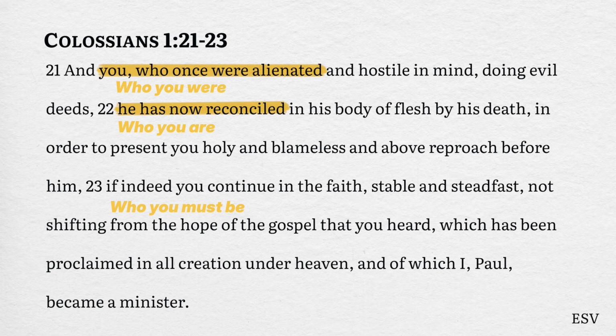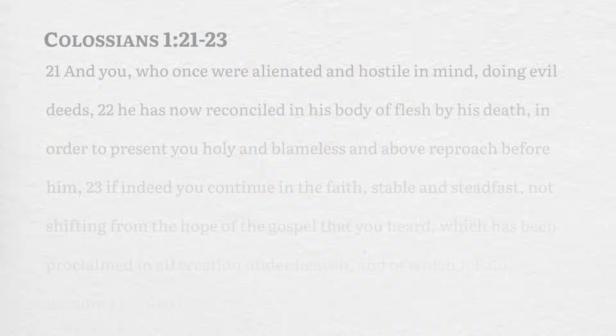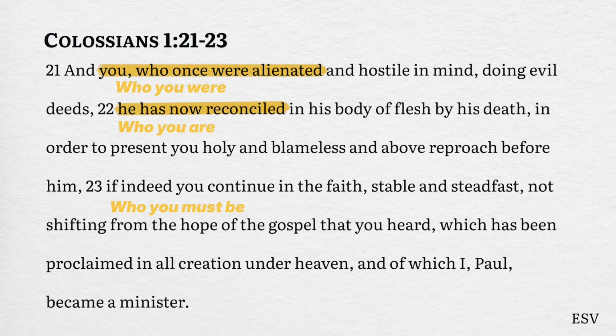You are now reconciled, brought back into harmony with the relationship, and He is going to now present you holy, blameless, and above reproach before Him. So I spoke about how we're going to be saved not because we are holy and blameless and above reproach, but because Jesus is. And the third verse teaches who you must be.